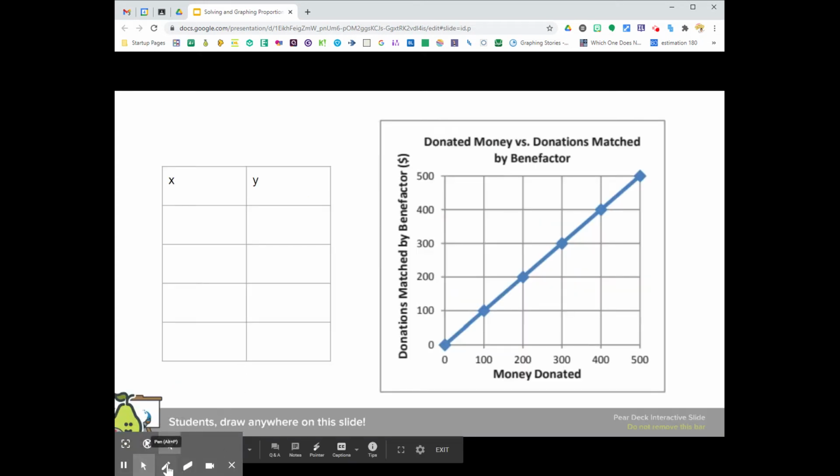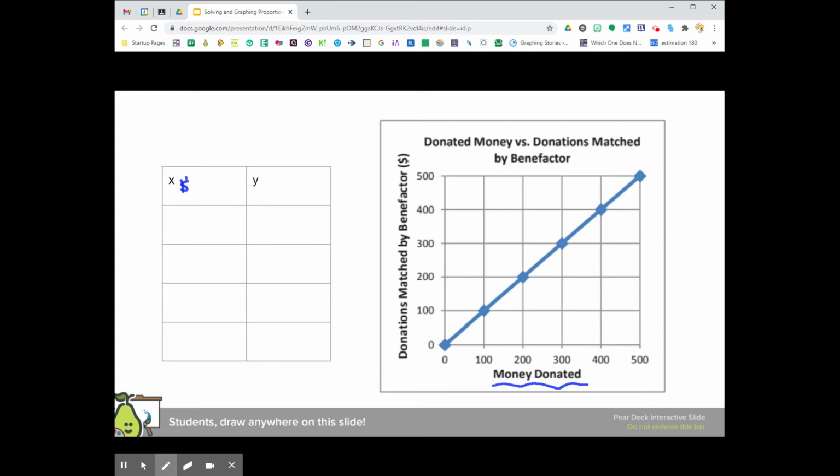So let's go ahead and do another example. Again, it's helpful if you pause the video, try these on your own, and then play the video and see how your answers match with mine. So here they're giving you a graph, and let's just kind of take a look at what the graph's saying. It's talking about money that was donated versus the donations that were matched by benefactors. So we have the money donated down here on our x-axis. So that is going to be our money donated. And then here on our y, we have matched by benefactors. So we're going to say money matched.